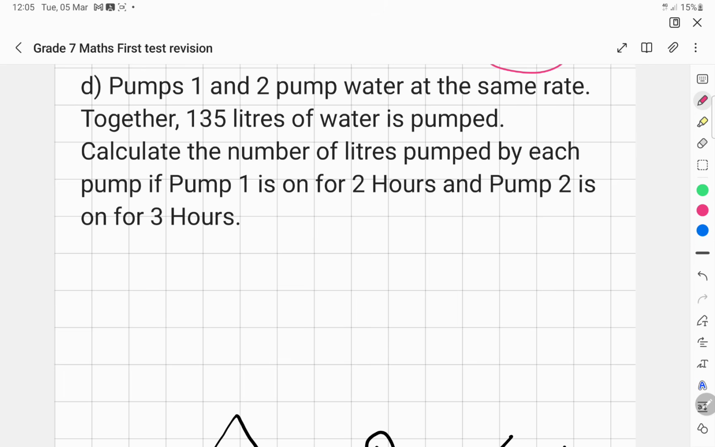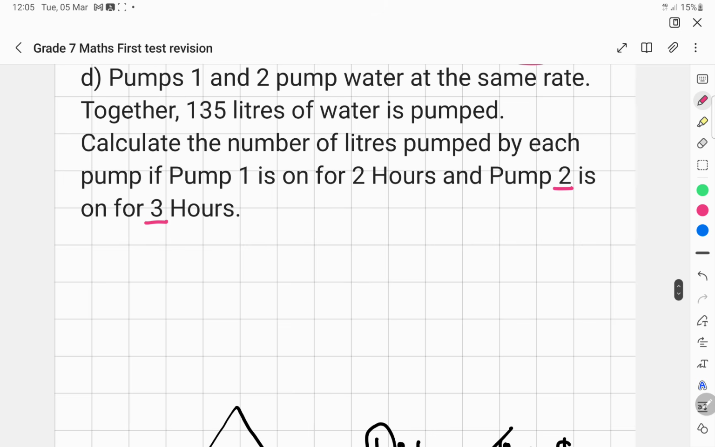Okay, so now, because they pump at the same rate, but they say here at the end that pump 1 is on for 2 hours and pump 2 is on for 3 hours. So if you have to write that as a ratio, can you see that it will be 2 to 3? The one pumped for 2 hours and the other one for 3 hours. Okay, and together they pumped 135 liters. So do you see, for every 2 hours pump 1 was working, pump 2 was doing 3 hours.